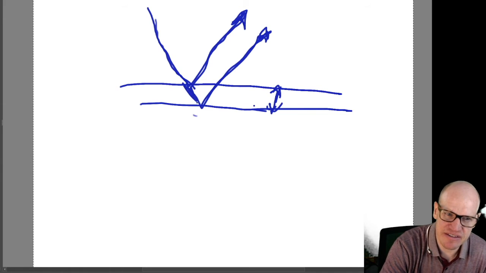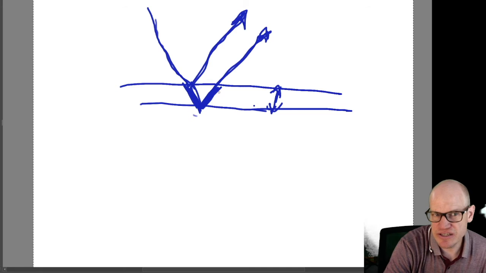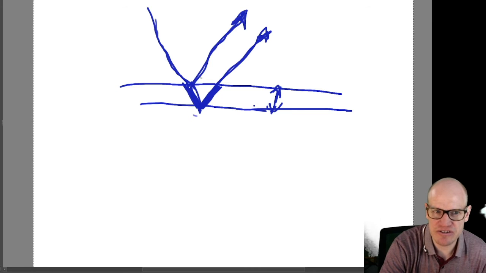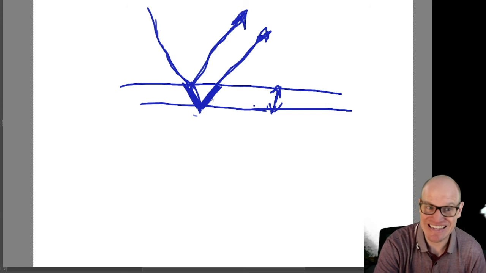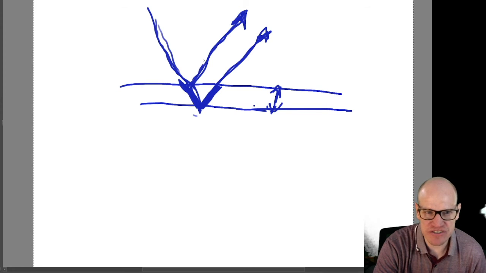And if the extra path length that one of them travels is equal to an integer number of wavelengths, then they'll come out and they will add constructively. If it's equal to a half integer number of wavelengths, then they add destructively. So light comes in, a fraction of it bounces off the top layer, a fraction bounces off the bottom layer.